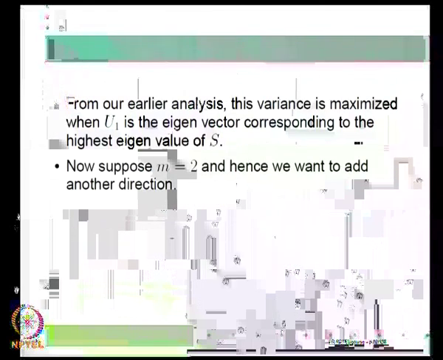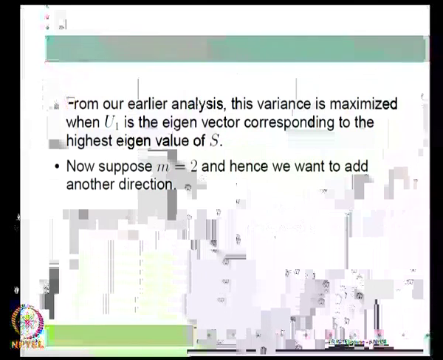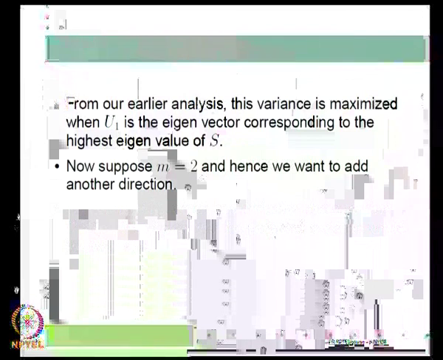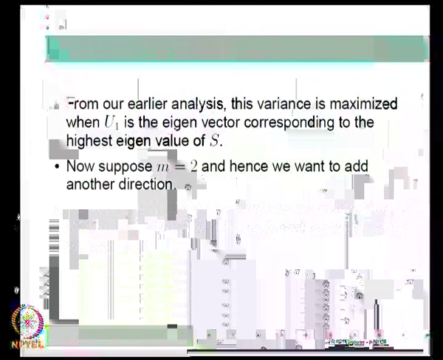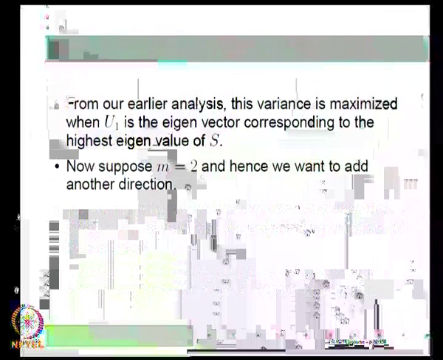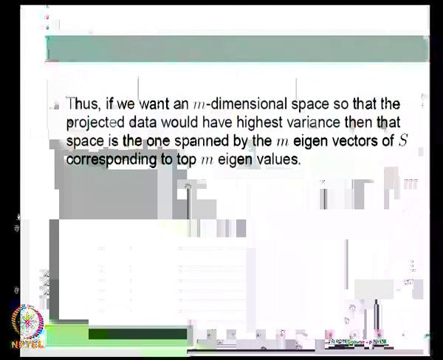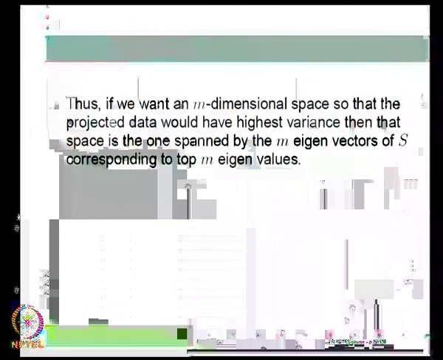Okay. So, now suppose m is equal to 2 and we want to add one more direction. What is it that we need? We need a u2 which has unit norm, such that u1 transpose u2 is equal to 0 and the projected variance should be maximum. Once again we will get the same thing, and u2 should become the eigenvector corresponding to the second largest eigenvalue and so on. Okay. So, that is how we can say that if you want an m dimensional subspace in which the projected data would have the highest variance, then that subspace is the one spanned by the m eigenvectors of S corresponding to the top m eigenvalues. Okay.